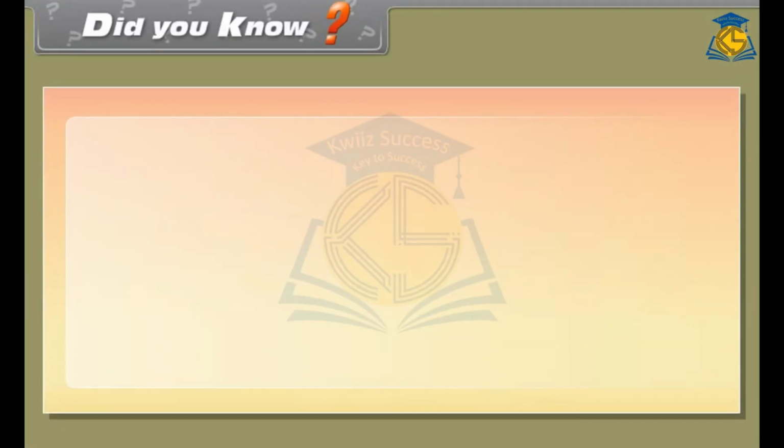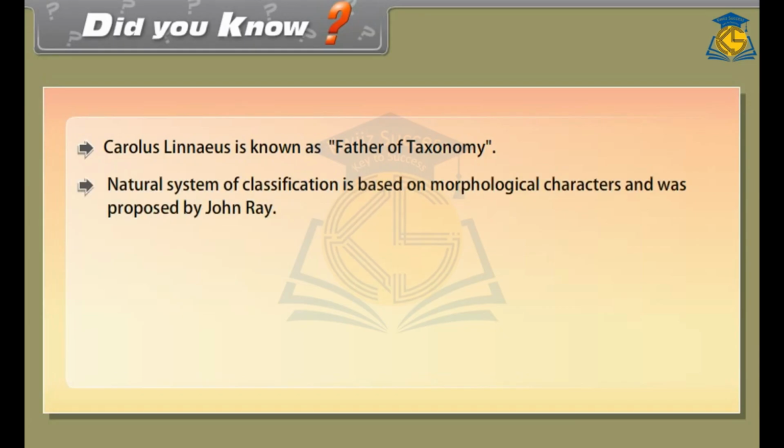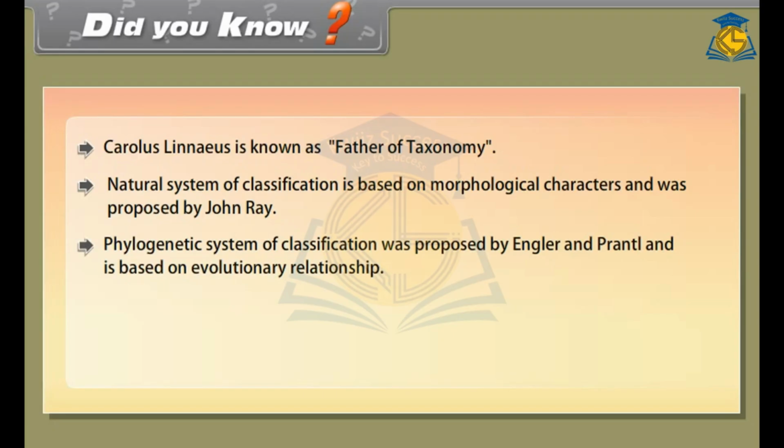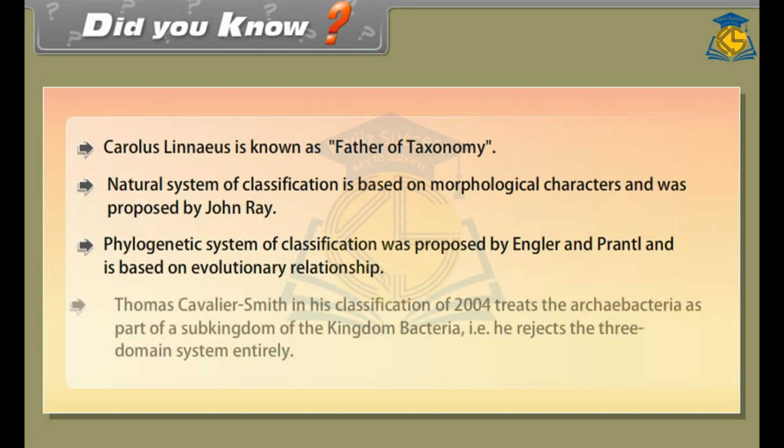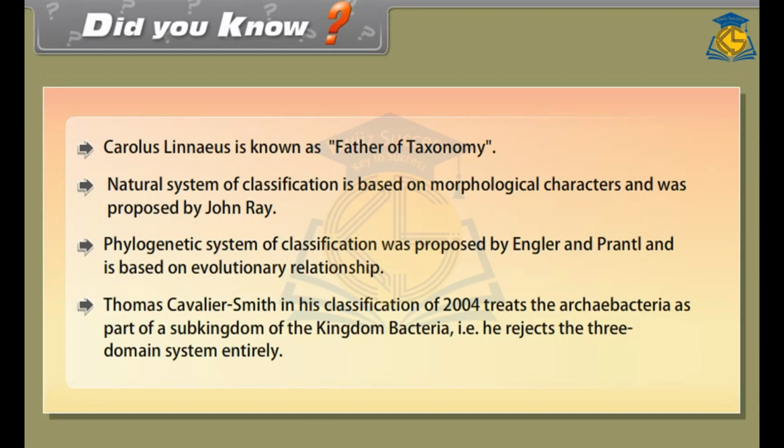Did you know? Carolus Linnaeus is known as the father of taxonomy. The natural system of classification is based on morphological characters and was proposed by John Ray. The phylogenetic system of classification was proposed by Engler and Prantl and is based on evolutionary relationships. Thomas Cavalier-Smith, in his classification of 2004, treats the Archaeobacteria as part of a subkingdom of the kingdom Bacteria. That is, he rejects the three-domain system entirely.